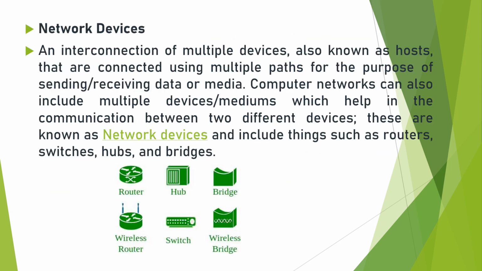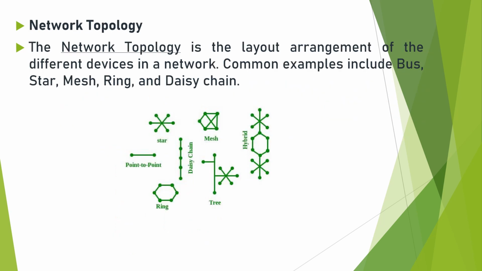A computer network is an interconnection of multiple devices, also known as hosts, that are connected using multiple paths for the purpose of sending and receiving data or media. Computer networks can also include multiple devices and mediums which help in the communication between two different devices. These are known as network devices and include things such as routers, switches, hubs, and network topology. The network topology is the layout arrangement of the different devices in a network. Common examples include bus, star, mesh, ring, and daisy chain.